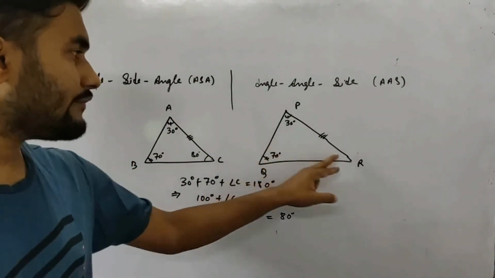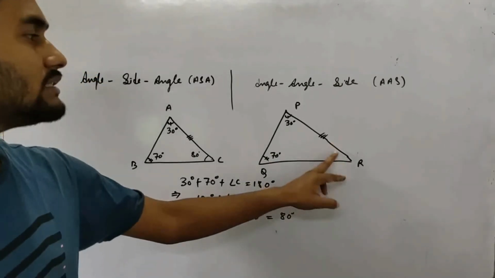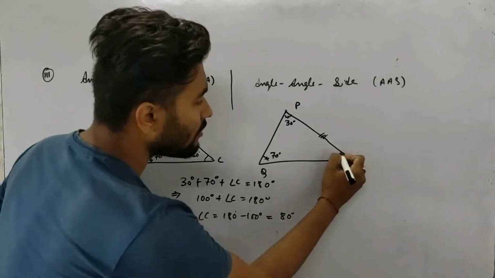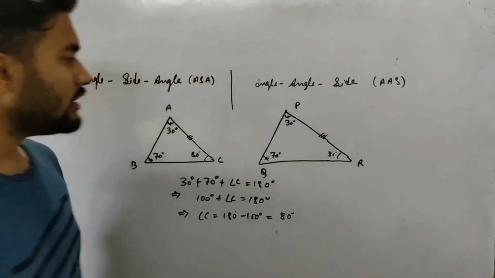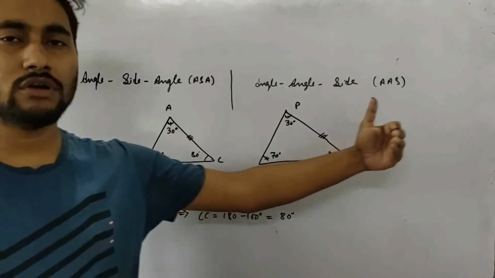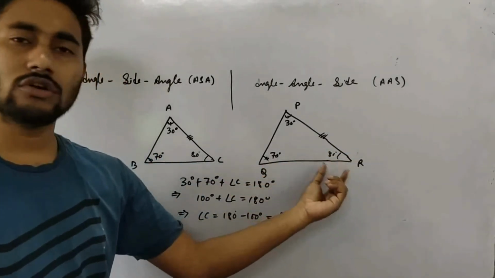In this triangle also, if I apply angle sum property, how much will this angle be? Again same thing, no? This angle will also be 80 degree only. Again same thing, 30 degree plus 70 degree plus angle R is equal to 180 degree. This value will also come as what?